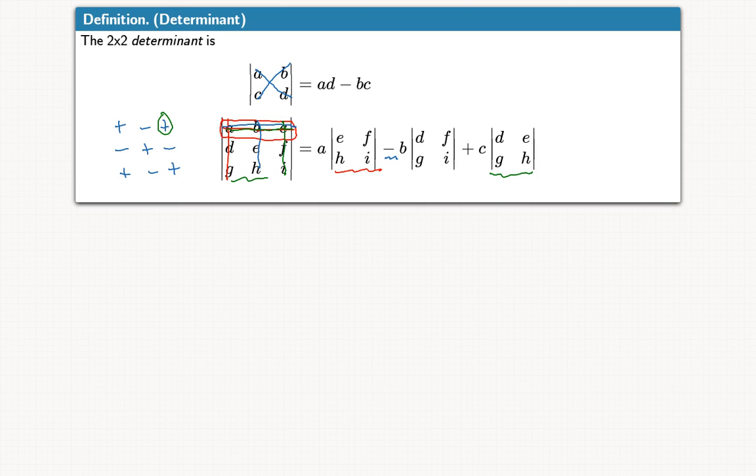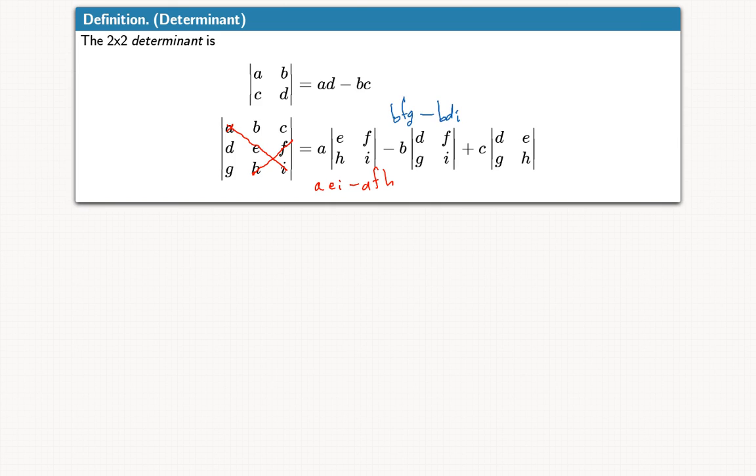Another way to remember these signs is, if we expanded this out, here we're going to get AEI minus AFH. So that's AEI minus A, and then it wraps around FH. Then this expanded out will be minus BDI, and then plus BFG. So BFG wraps around, and BDI. And then finally, this will expand out to be CDH minus CEG.